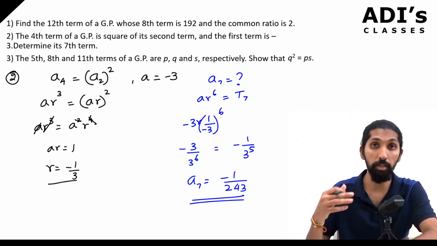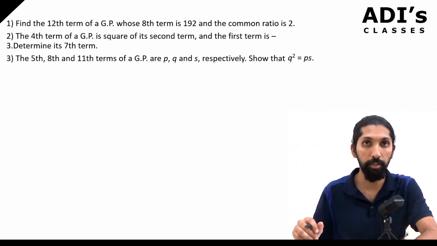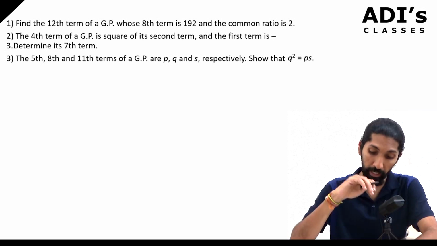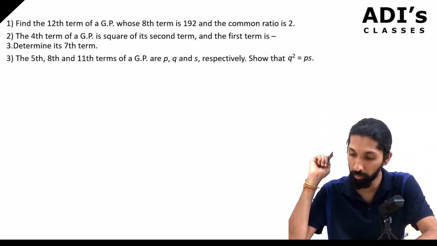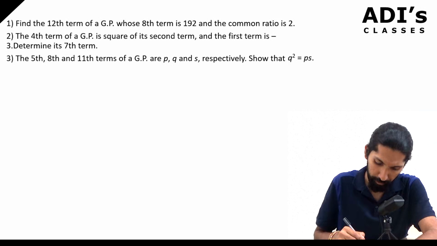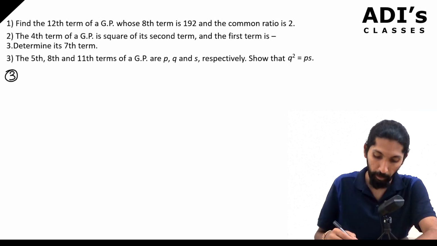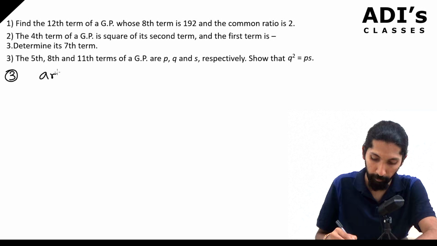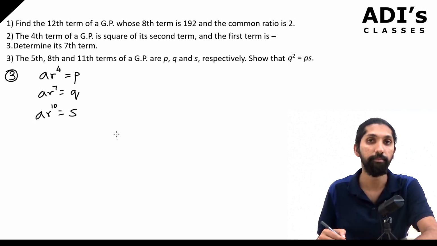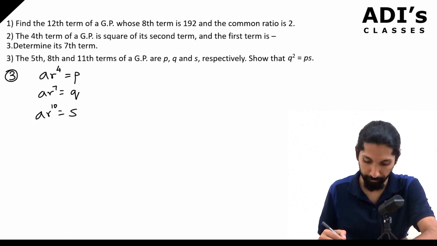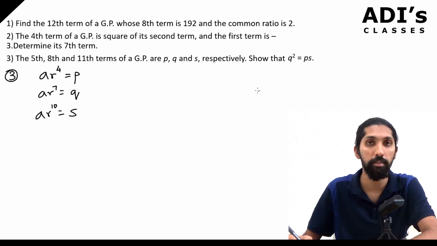Fine. Let's do the third one now. See the third one. 5th, 8th and 11th terms of the GP are P, Q, S. Show that Q square is equal to PS. Okay. Very simple. Now 5th term, AR power 4, is equal to P. AR power 7 is equal to Q. AR power 10 is equal to S. Correct? Quite simple.